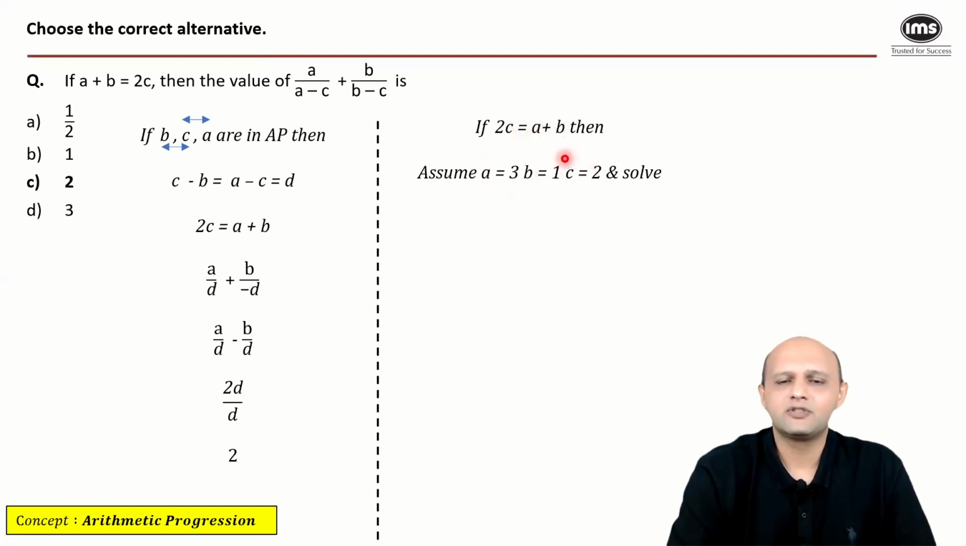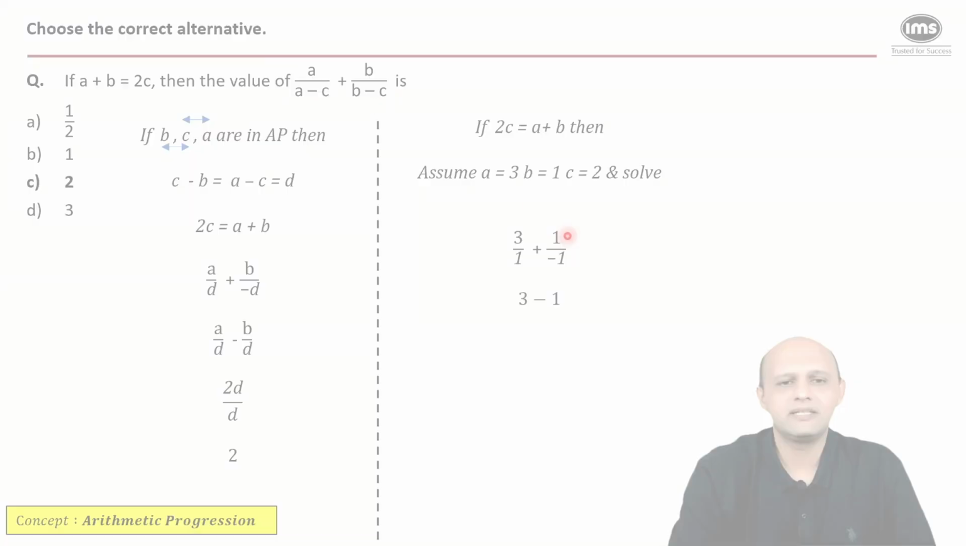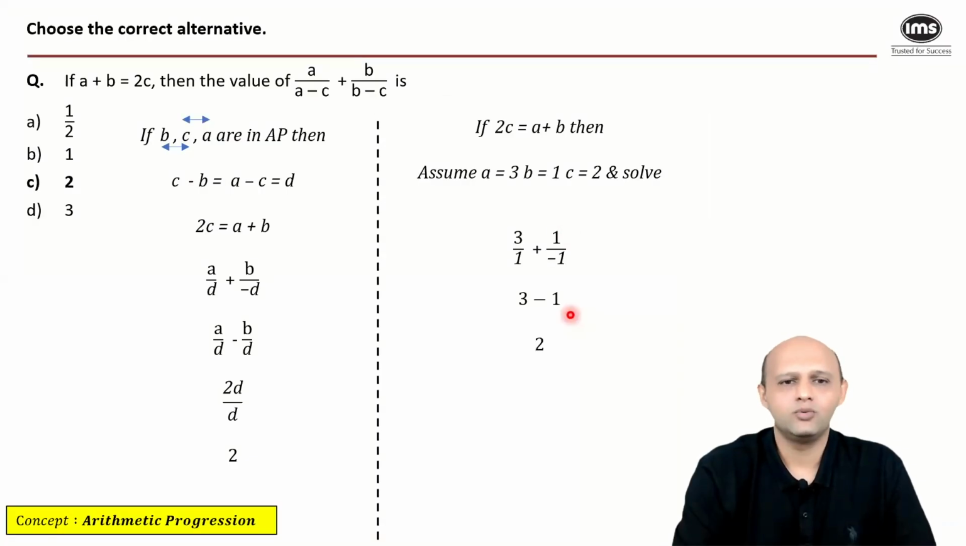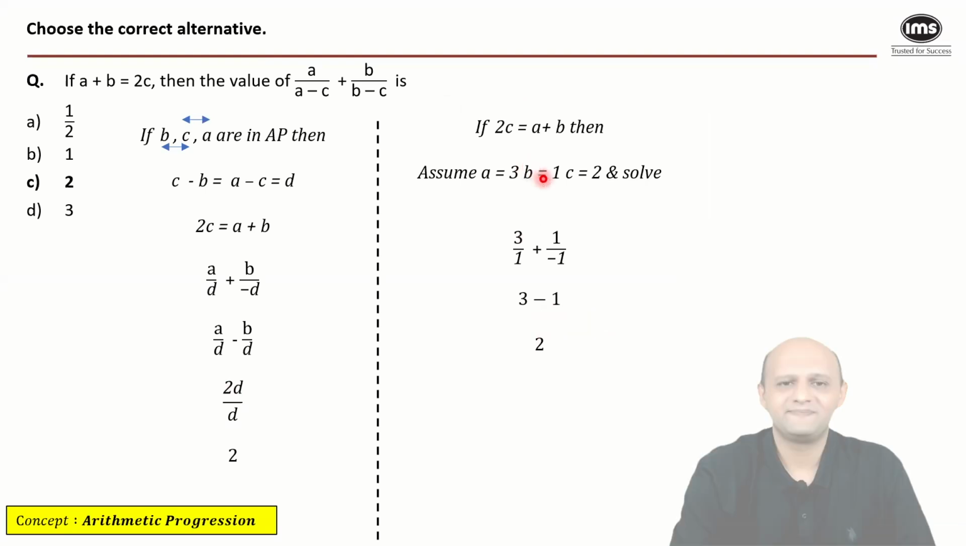So if A is 3, B is 1, and C is 2, and we solve this further, what is A by A minus C? It's going to be 3 by 3 minus 2, which is 3. B by B minus C is going to be 1 upon 1 minus 2, which is minus 1. So effectively, what are you left with? 3 minus 1, which is 2, which would be the answer. So an efficient way here, without getting into a progression or entering variables and all of that. So time can be saved here by assuming values.